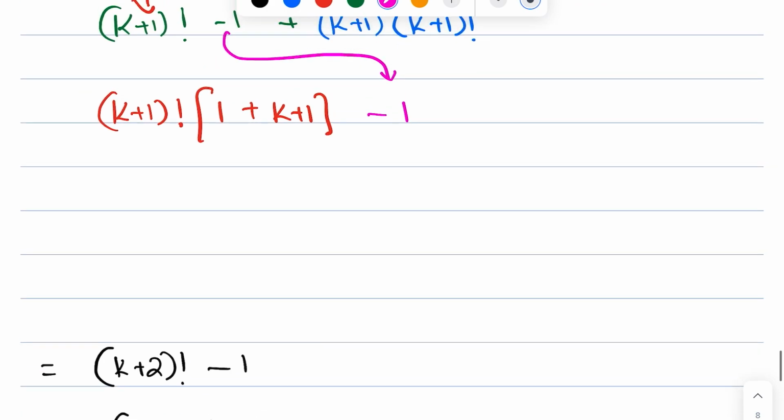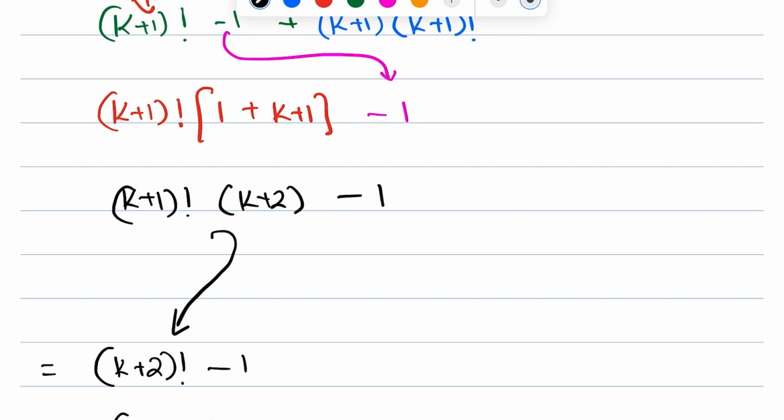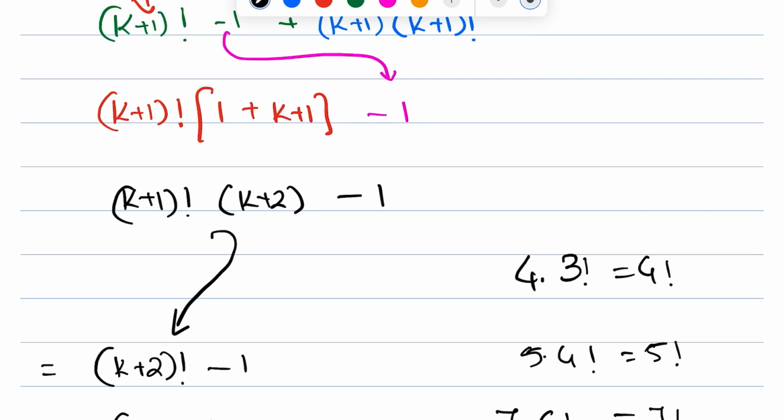So what do I get out? I get k plus 1 factorial times k plus 2 minus 1. K plus 1 factorial times k plus 2 is nothing but what? K plus 2 factorial. Because we know 4 times 3 factorial is 4 factorial, 5 times 4 factorial will be 5 factorial. So any number, I take 7 and one number less, 6 factorial will become 7 factorial. So based on that, k plus 2 times k plus 1 factorial will become k plus 2 factorial.